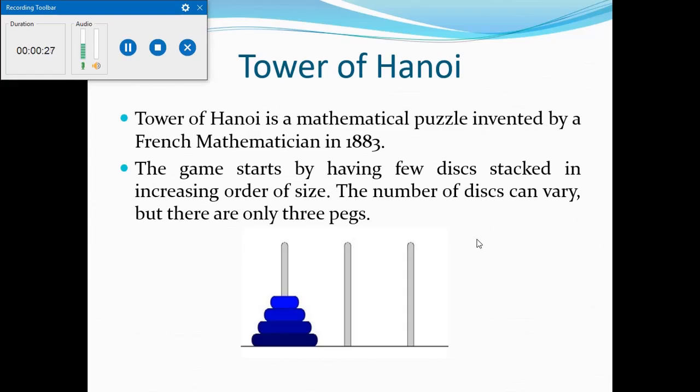The game starts with a few disks. See here, in this diagram, we have some disks stacked in increasing order of their size. The number of disks can vary, like 3 disks, 4 disks, 5 disks, but the number of sticks, also called pegs, will remain the same, that is 3.